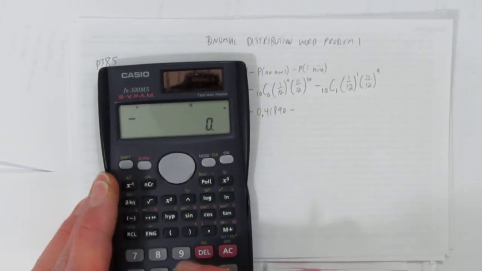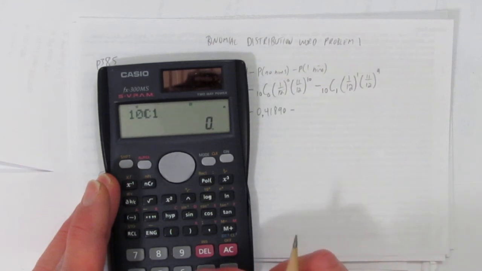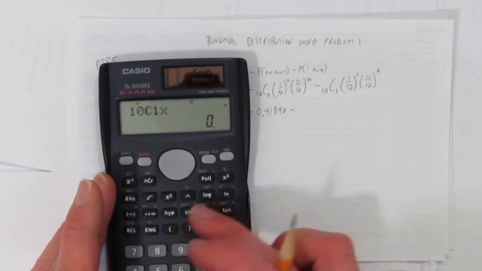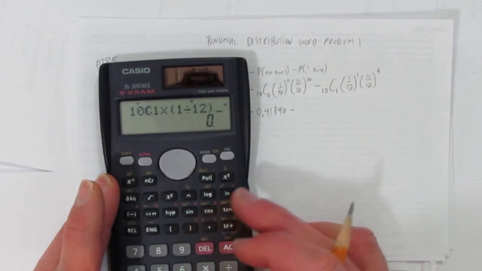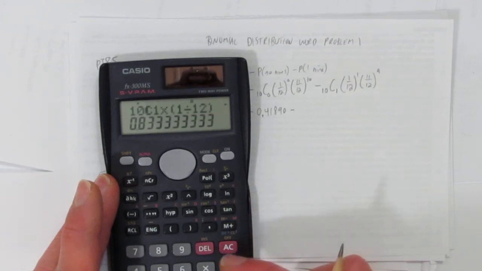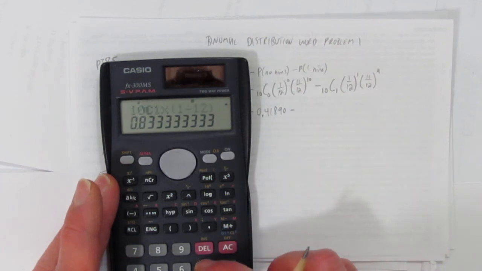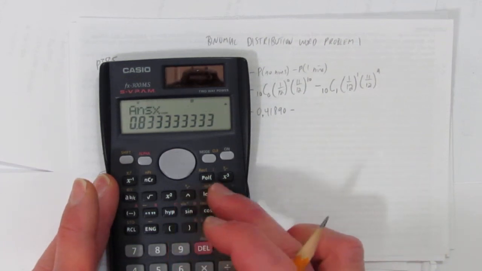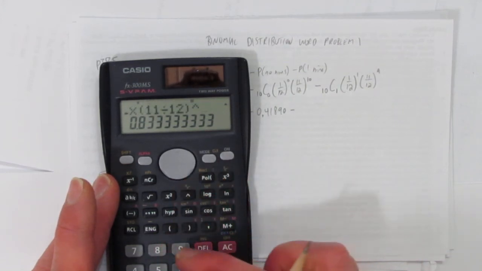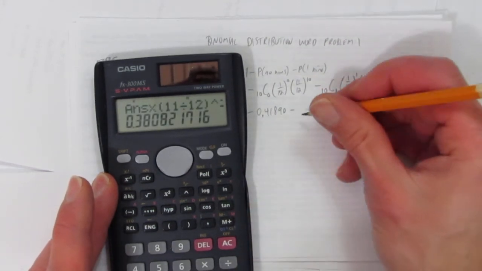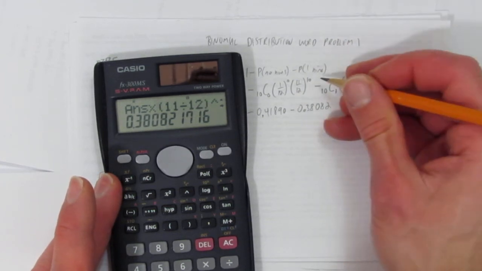Minus, now what's 10 choose 1? You should know that that's just 10, but you can type it in. 10 choose 1 times, you don't need brackets here, but I'll just put it for clarity's sake, times 1 divided by 12. I'll hit equals. I'm going to put brackets here though, just to be sure my exponent ends up only on the 11 out of 12. So times, in brackets, 11 divided by 12, and raise that to the power of 9, equals, and I get 0.38082. That's the probability of getting 1 9.